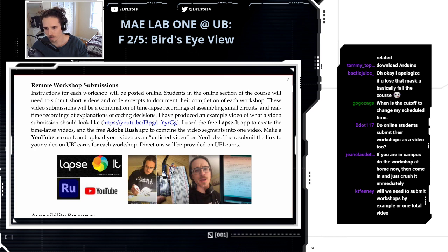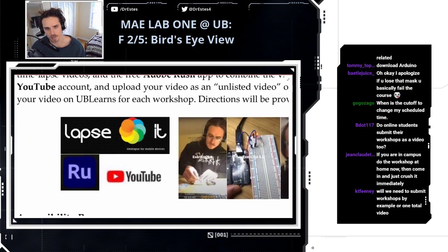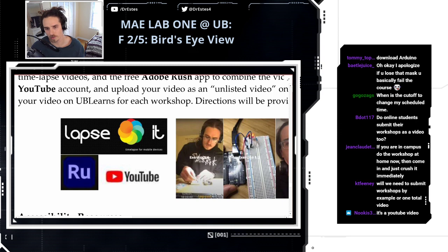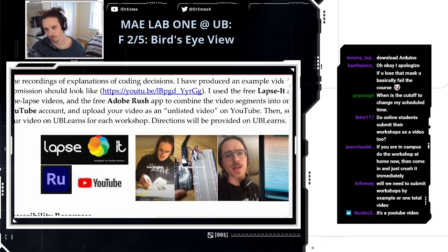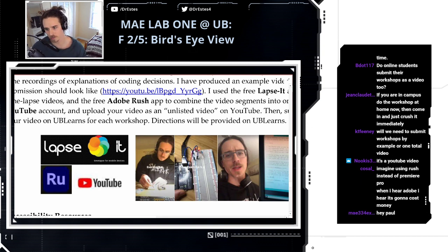Do we need to submit workshops separately or as one total video? You combine it into one video using Adobe Rush. It's so easy. I'd never used Adobe Rush before, but it's just like drag and drop. So you can totally make the video on your phone, put all the clips together, and then export it to YouTube. Make a YouTube account, upload it as an unlisted video. That's the way I've been sending you guys YouTube videos.